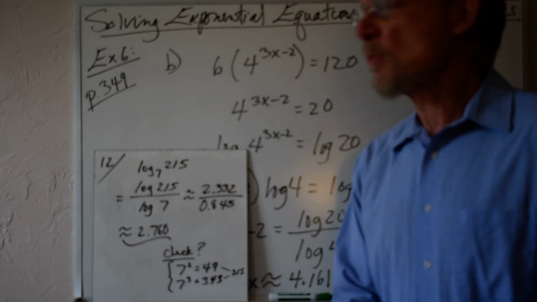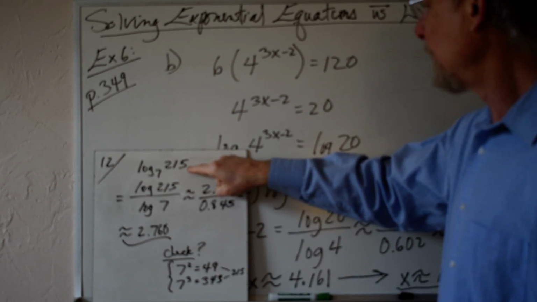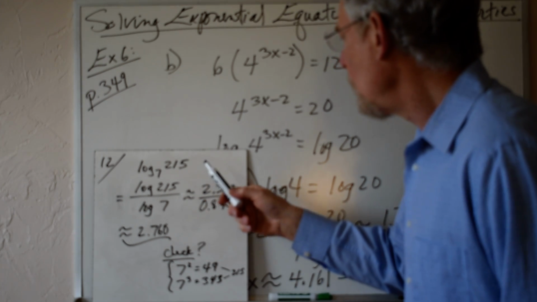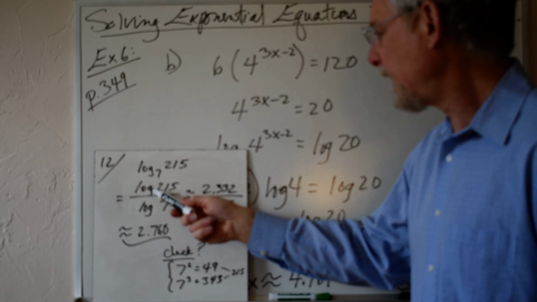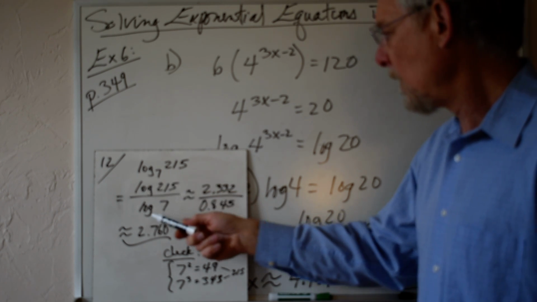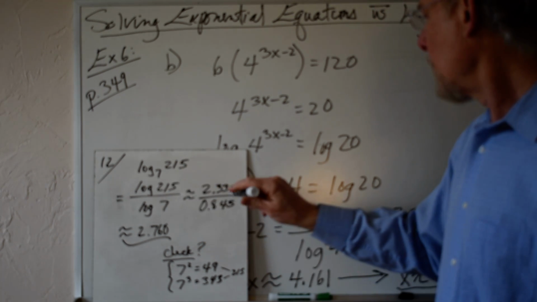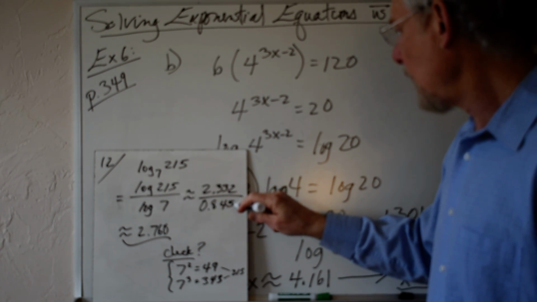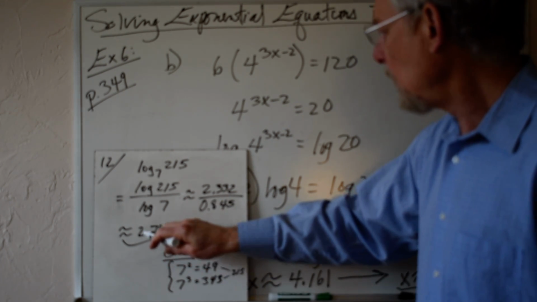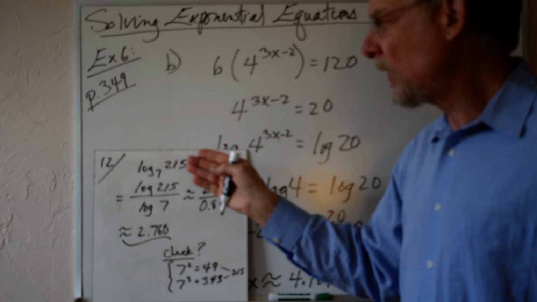Okay, let's see how you made out with problem 12. You're asked to find the log of 215 to the base 7, so you can convert to log base 10 using the formula: log base 10 of 215 over log base 10 of 7. That's what this is equal to. Look up each of those logs on your calculator, do the division, and you get approximately 2.760. Now, is there any way to check your result here?